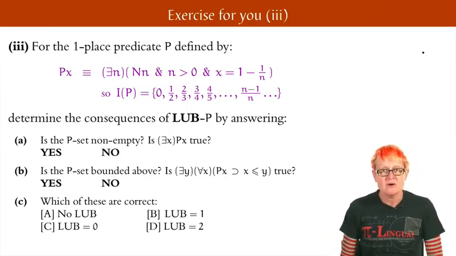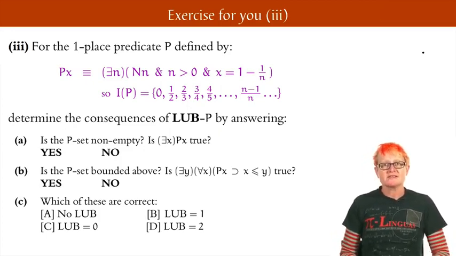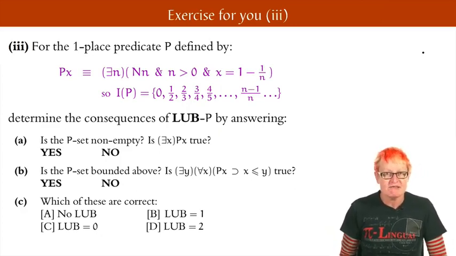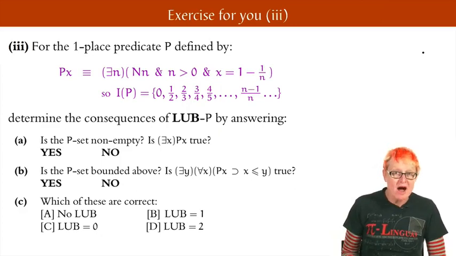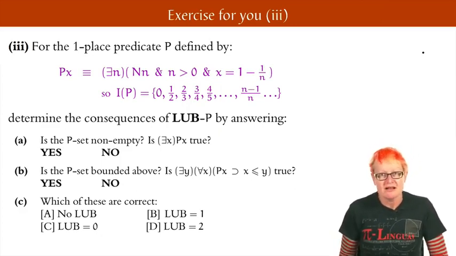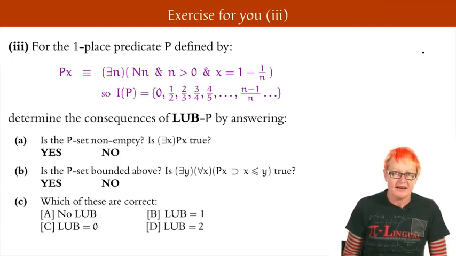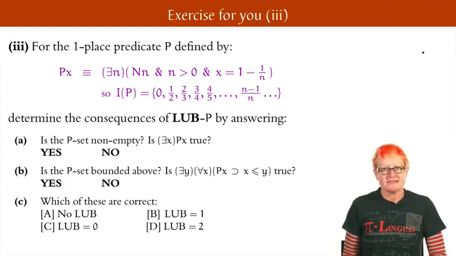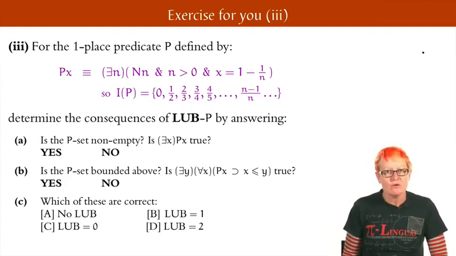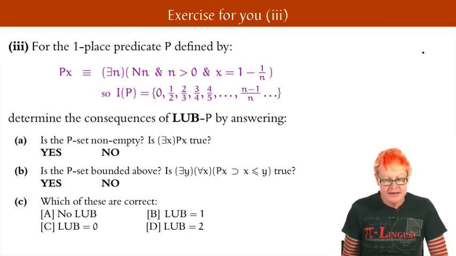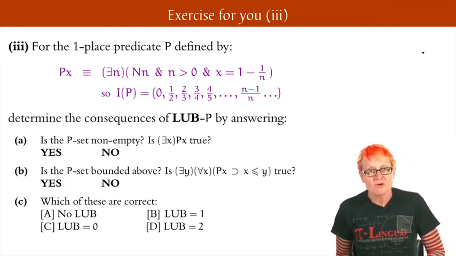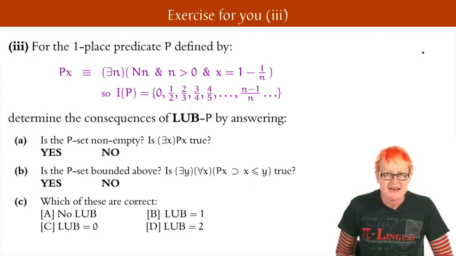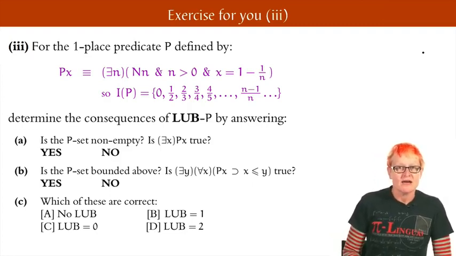Now it's your turn. Consider the one-place predicate P such that Px holds if and only if there exists a natural number n such that n is greater than 0 and x equals 1 minus 1 on n, which, with a bit of algebra, is equal to n minus 1 on n. So we can list the numbers in the P set in increasing order, starting 0, 1/2, 2/3, 3/4, 4/5, 5/6, and so on. This is the sort of progression that we will see more of when we get to sequence convergence. Note also that this P set is discretely ordered rather than densely ordered, as one might expect.